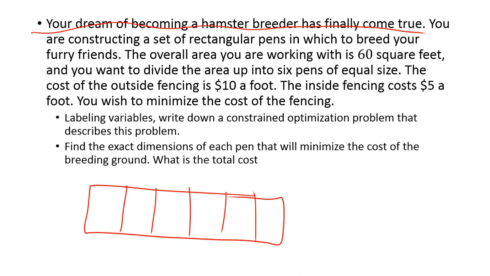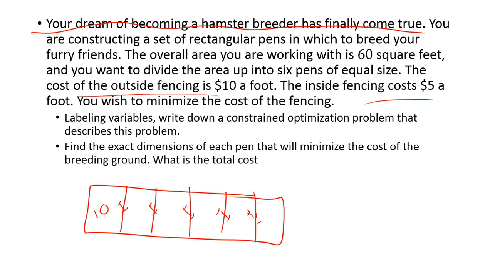So you've got these rectangular pens that house your furry friends. The overall area is 60 square feet, so all the pens combined is 60 square feet. This is what it looks like down here, this red image. It's divided up into 6 pens, all of equal size, which means each one has to be 10 square feet. The outside fence costs $10 a foot, and the inside costs $5 a foot. So this would be an inside pen, inside, inside, inside, inside, and all the rest would be the outside.